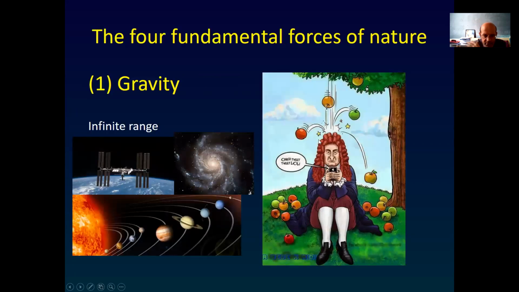Gravity, right? You know about this. It has infinite range, so that means it doesn't matter how far apart the objects are, there is a force between them. So for example, you can imagine some kind of an object which is at the edge of the universe. We are applying this gravitational force to each other. But of course, when we are far apart, this force is weaker.